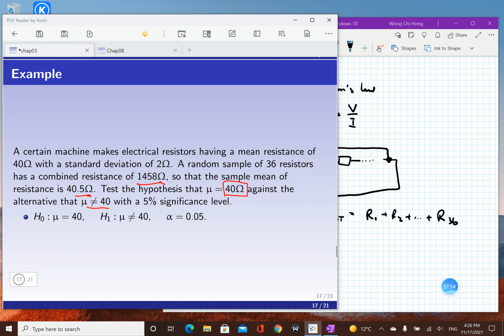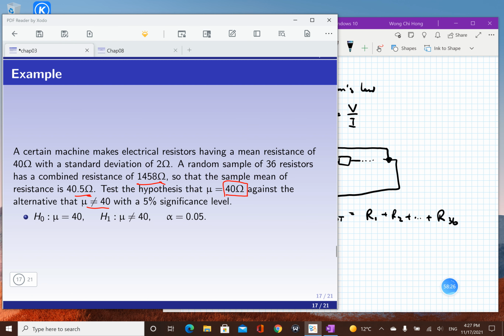So we can write down our null hypothesis, the one with the equal sign, mu equal to 40, and mu not equal to 40 as an alternative hypothesis. That means if you have your sample mean very different from 40, so presumably if you have x bar equal to 50 instead of 40.5, then you would probably say that your null hypothesis is going to be rejected. But 40.5, is it too different? Maybe it's not. Maybe it is.